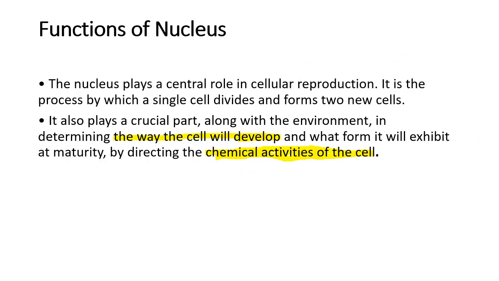Now we'll see the functions of the nucleus. As I told you, the nucleus is the brain of the cell as it controls all the activities of the cell. The nucleus plays a central role in cellular reproduction. It is the process by which a single cell divides and forms two new cells. So it also plays an important role in cellular reproduction. It also plays a crucial part in cell development and the chemical activities of the cell, directing the chemical activities of the cell and the cell development also.